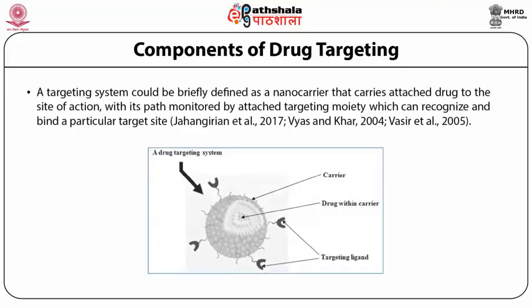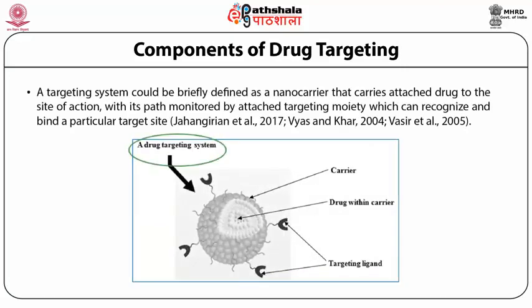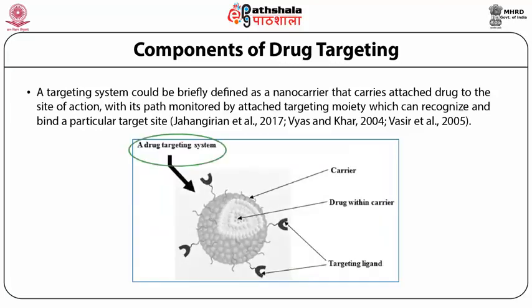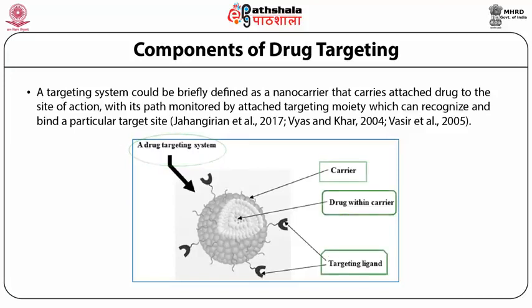So a targeting system can be briefly defined as a nanocarrier that carries the attached or loaded drug to the site of action, with its path being monitored by the attached targeting moiety, which can recognize and bind a particular target. As you can see in the left hand side figure, there is a picture showing a nanoparticle. The targeting molecule is attached to the nanoparticle as well as the drug. So the targeting molecule will direct the drug to the targeted site.